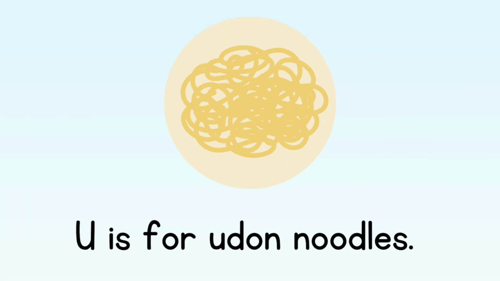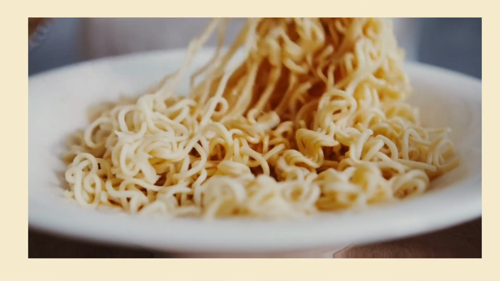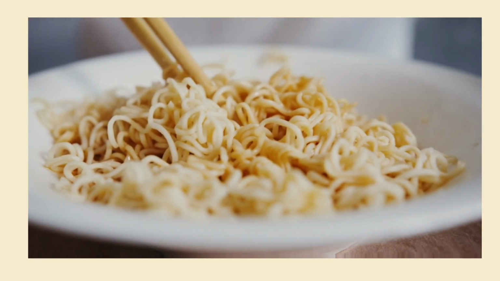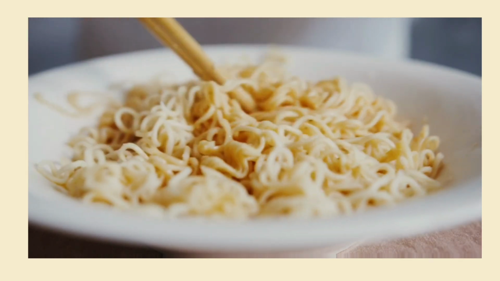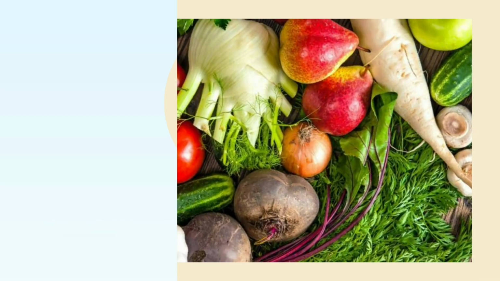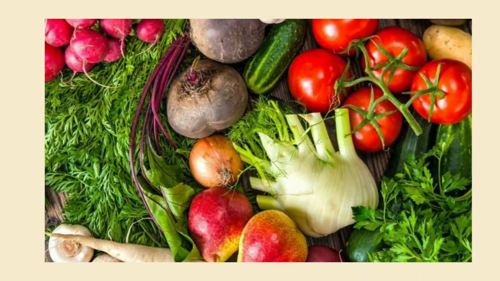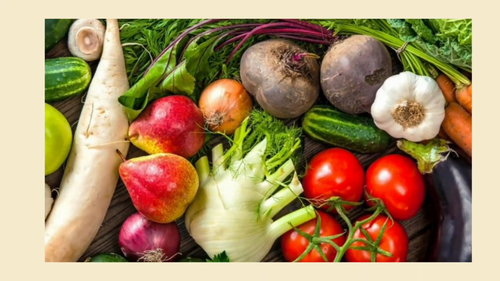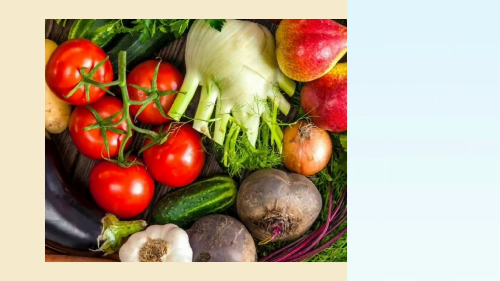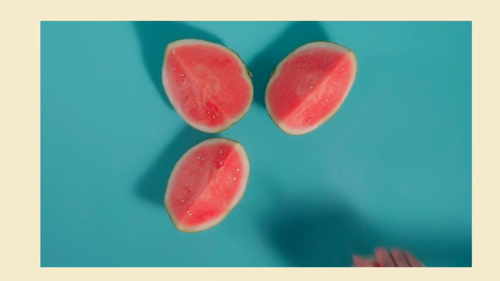U is for udon noodles. Udon noodles. V is for vegetables. Vegetables. W is for watermelon. Watermelons.